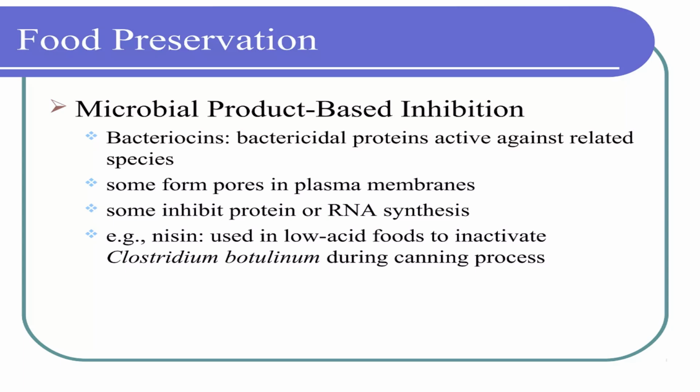Microbial product based inhibition. Bacteriocins. Bactericidal proteins active against related species. Some form pores in the plasma membrane. Some inhibit protein or RNA synthesis. Example: Nisin, used in low acid foods to inactivate Clostridium botulinum during the canning process.